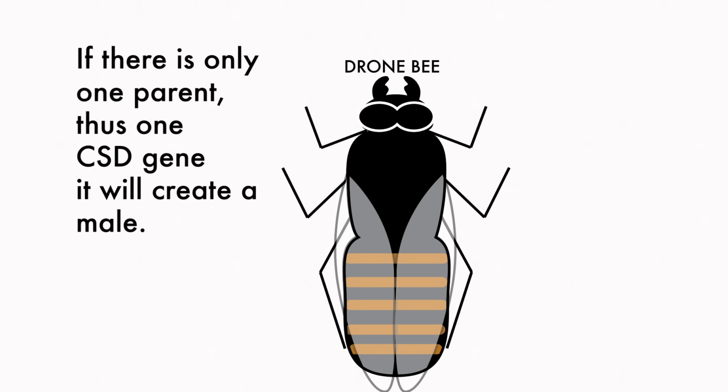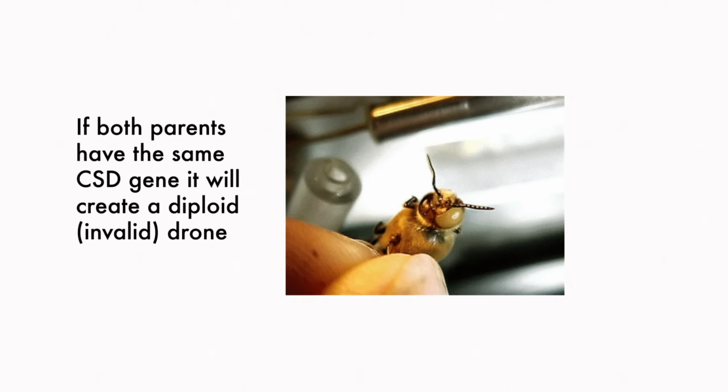But what can happen in this sex determination system is that if an egg gets two copies of the same CSD gene, which typically happens due to inbreeding, then it will produce a diploid male, which is kind of a genetic mistake. Diploid males are inviable for the colony and are usually eaten as larvae by the worker bees.